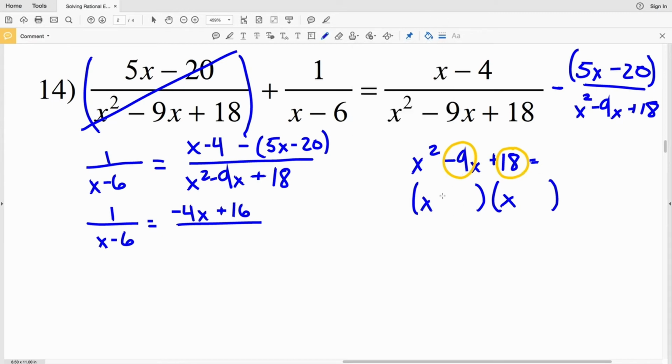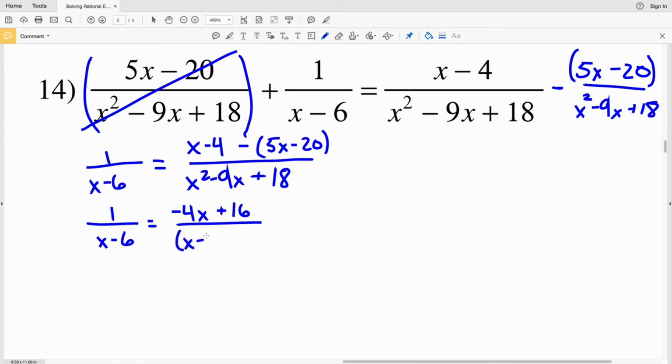So the numbers we're looking for are x minus 6 and x minus 3. That would give us x squared minus 9x plus 18. So I'm going to rewrite x squared minus 9x plus 18 as x minus 6 times x minus 3. So rewriting that in the denominator, x minus 6 times x minus 3. Now I'm going to multiply both sides by x minus 6 times x minus 3.